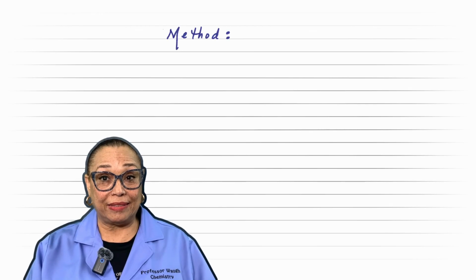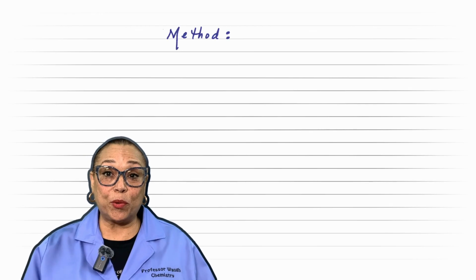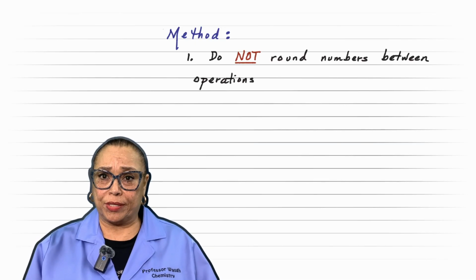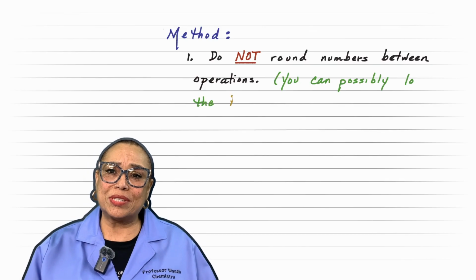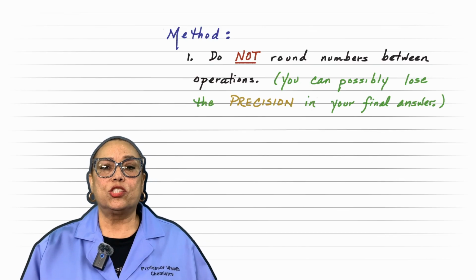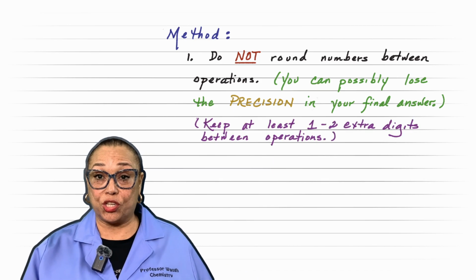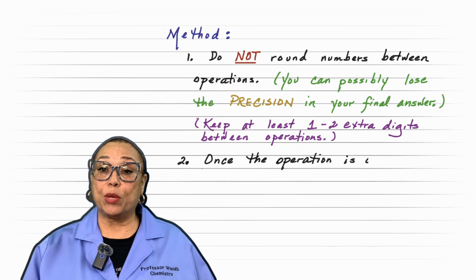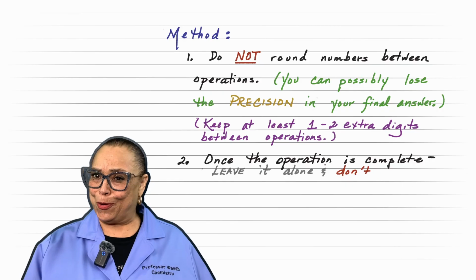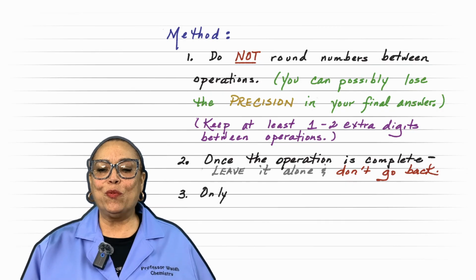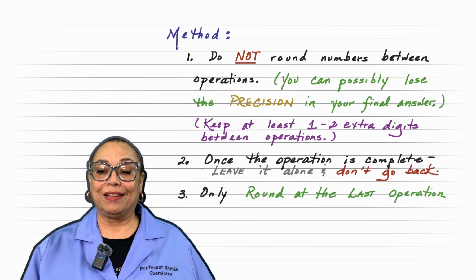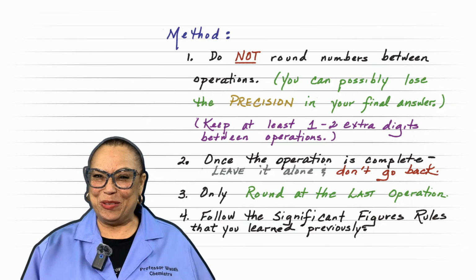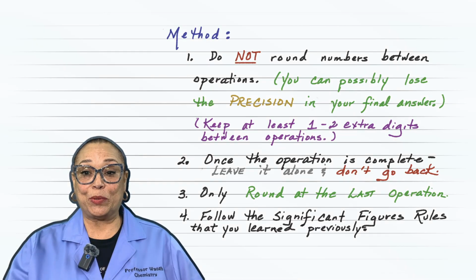Okay, here's the method. Whenever you have a multitude of operations in the same problem, do not round between operations. You know why? Because you can lose your precision sometimes, and we don't want that. So keep at least 1 or 2 extra digits as you change from one operation to the other. Once the operation's complete, then leave it alone and don't go back, okay? Only round at the last operation. Follow the sig fig rules that you've learned previously, okay? You can do this. Okay, let's do a simple example.